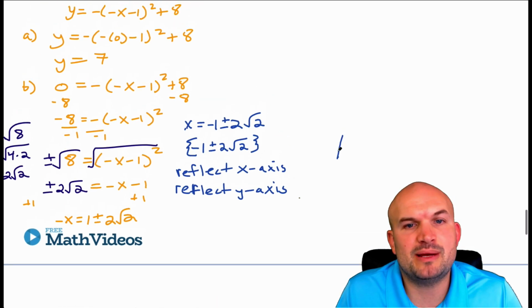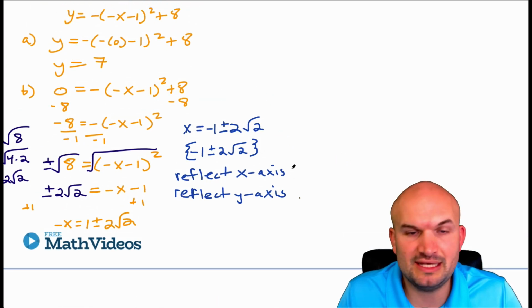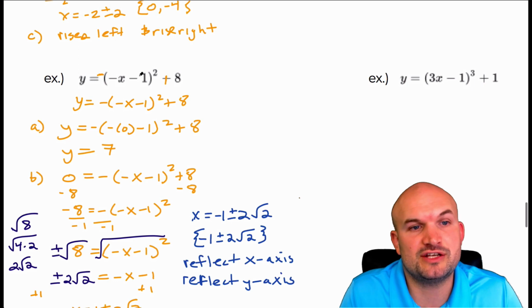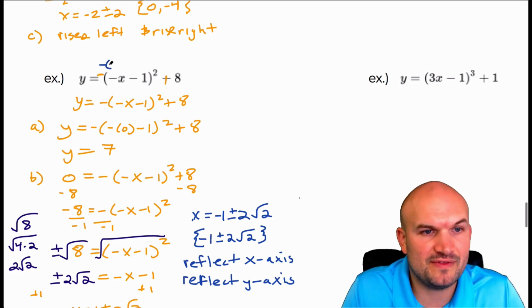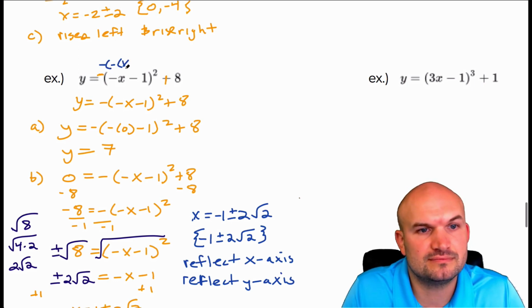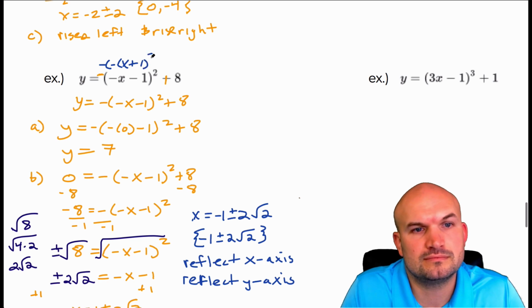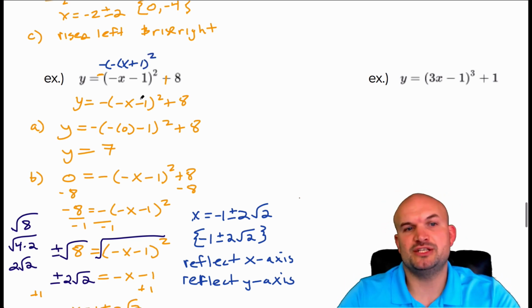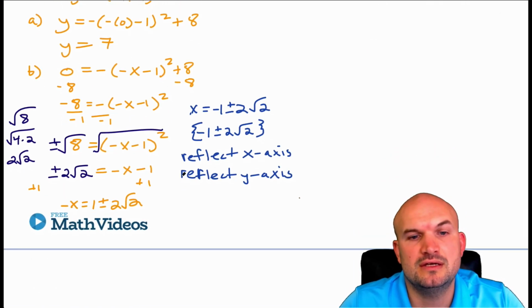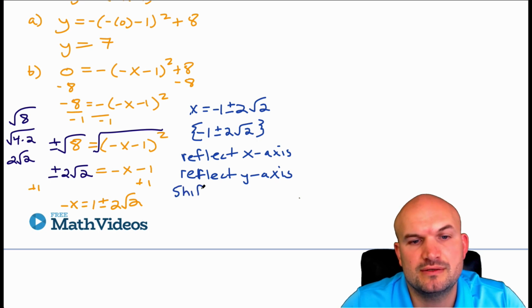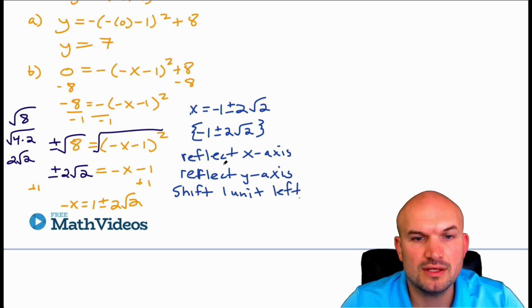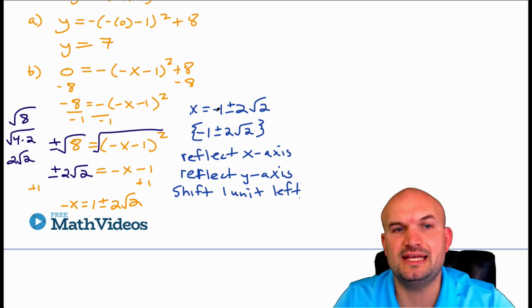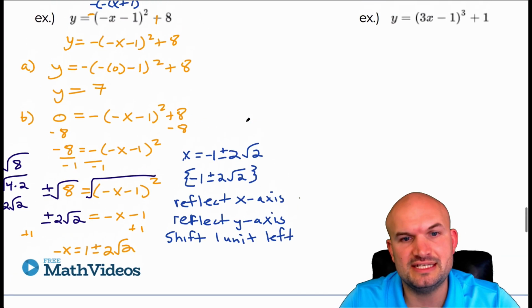And then just remember that the easy way to identify this transformation is, if you factor out that negative, you can see that this is going to be shifting 1 unit to the left. So we just say shift 1 unit left.